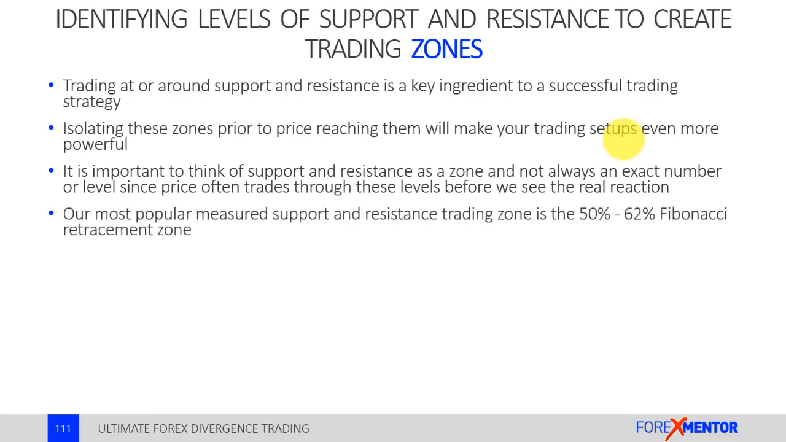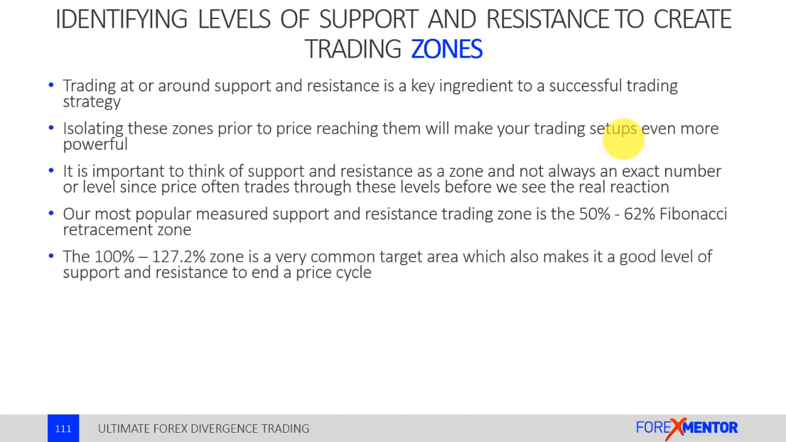Now, our most popular measured support and resistance trading zone is the 50 to 62% Fibonacci retracement zone. That's because the way we trade, we like to trade pullbacks. We like to wait out the initial move and then trade the pullback, instead of trading breakouts and things like that. That's just how we trade. I personally think it's a more efficient way to trade. It also gives you a better reward to risk normally than the breakout strategies.